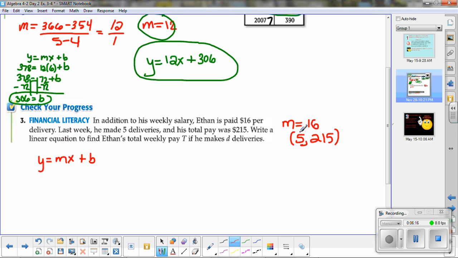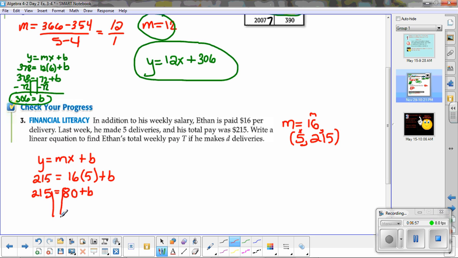So we're going to plug in 5 for x, 215 for y, and 16 for m. So in place of y, we're going to put 215. In place of m, we're going to put 16. And in place of x, we're going to put 5. So 215 equals 16 times 5, which is 80, plus b.